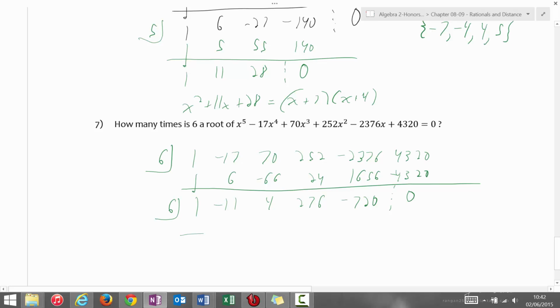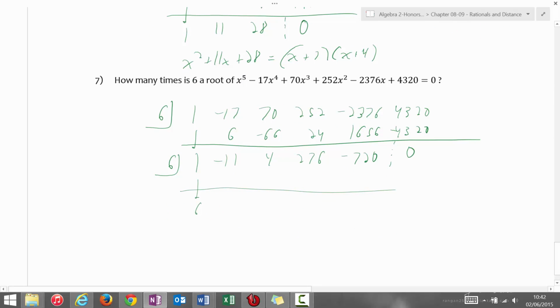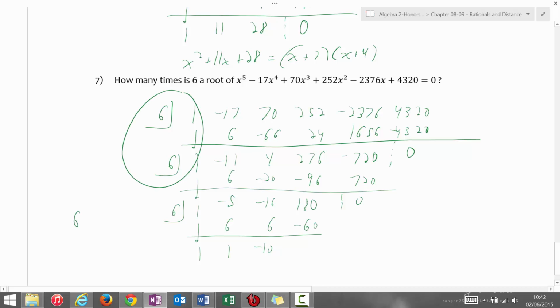Let's do it again with 6. Get negative 20, negative 16, negative 96. That would be 180, 720. So I know it's at least twice. Let's keep going until I don't get a remainder of 0. 1, 6, 1, 6, negative 10, negative 60. Done. So it was twice, which means that 6 is a double root.